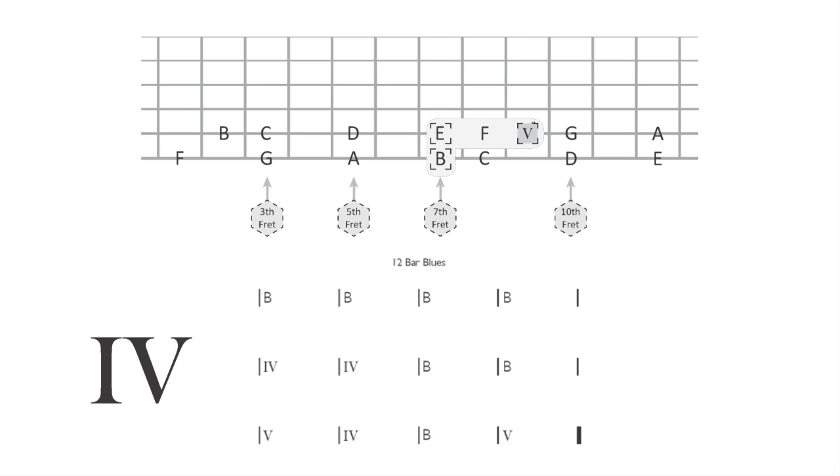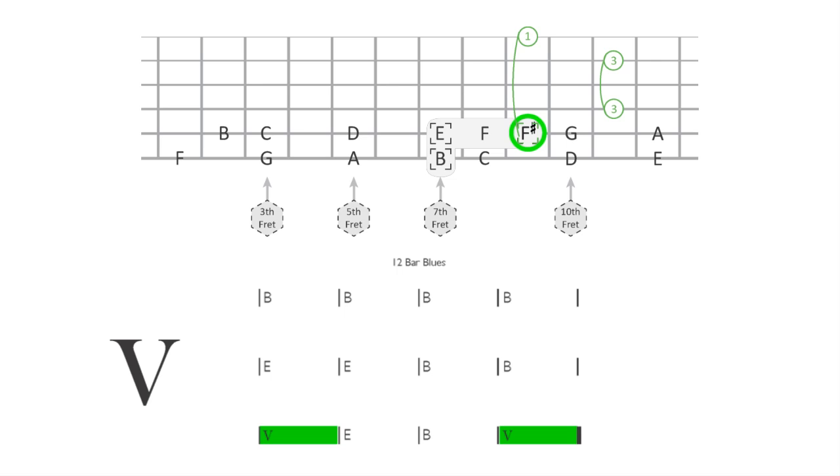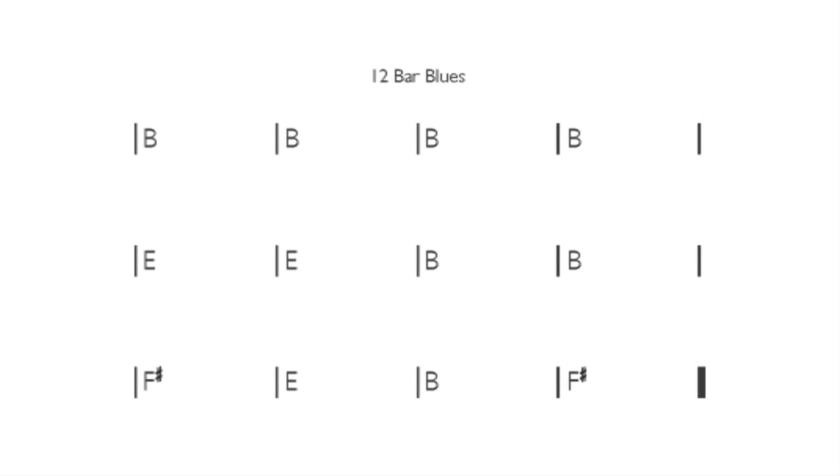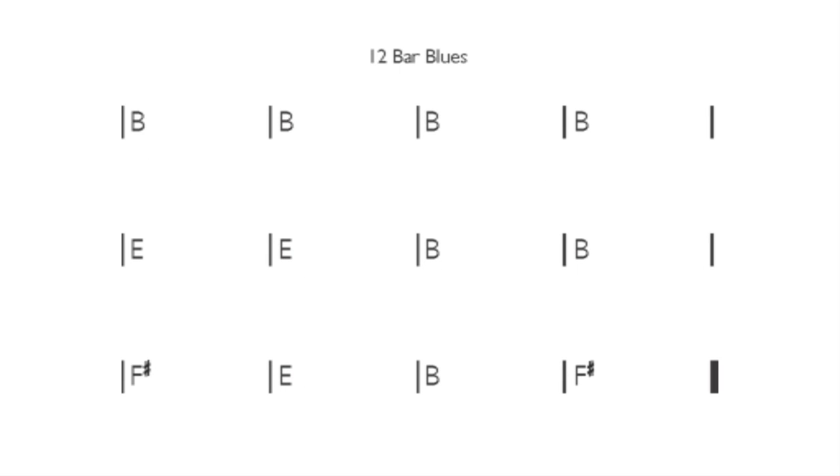Chord 4 is an E. Therefore, every bar marked with the Roman numeral 4 will be an E chord. Chord 5 is an F sharp. Therefore, every bar marked with the Roman numeral 5 will be an F sharp chord. Because our 1 chord is a B chord, we know that we are in the key of B. And now, with all of the chords in place, we can see how our blues progression would look once we have modulated to the key of B.